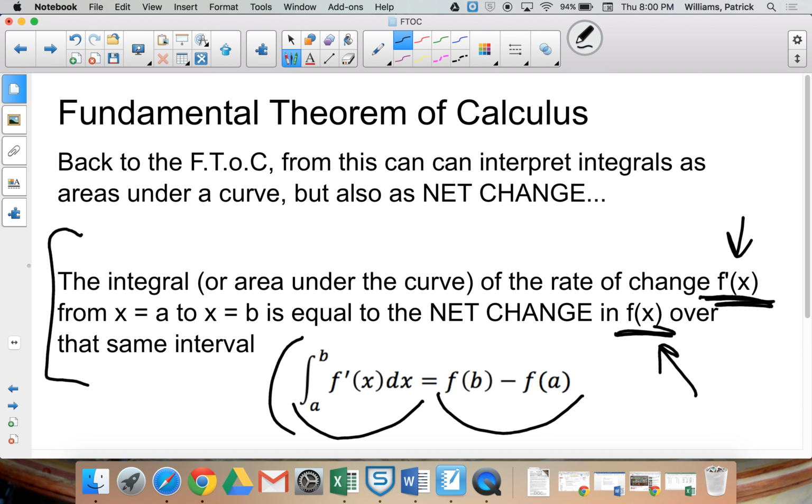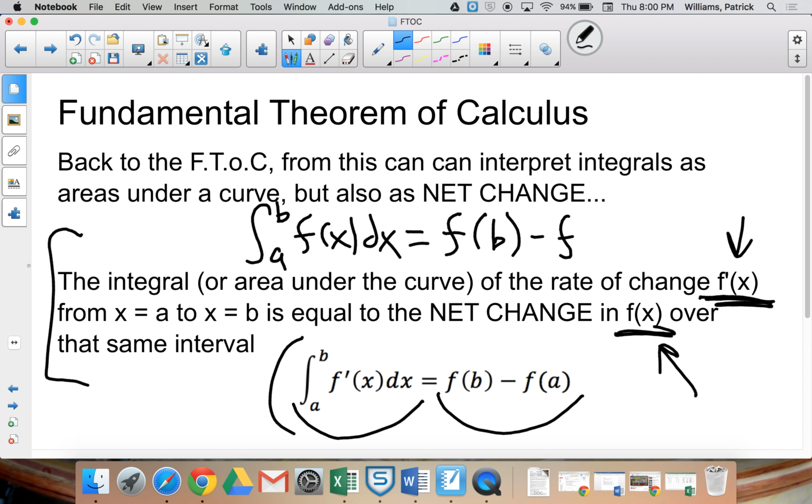Okay? So the biggest mistake that most students make is they say this. The integral from a to b of f of x dx is equal to f of b minus f of a, where everything is a little f. That is not true, okay? We need a rate of change in here to get a net change of a function.